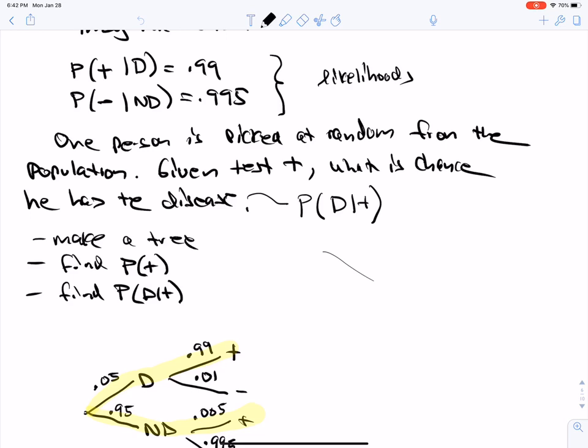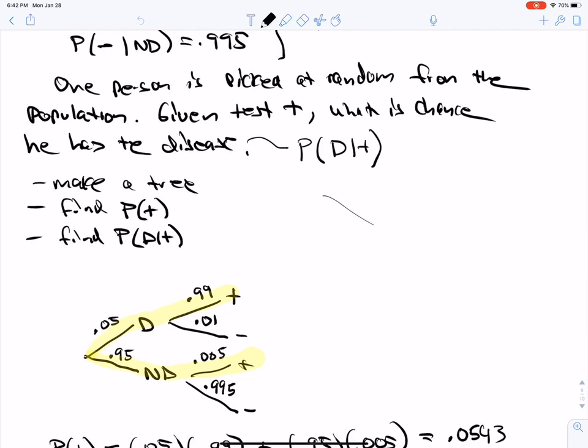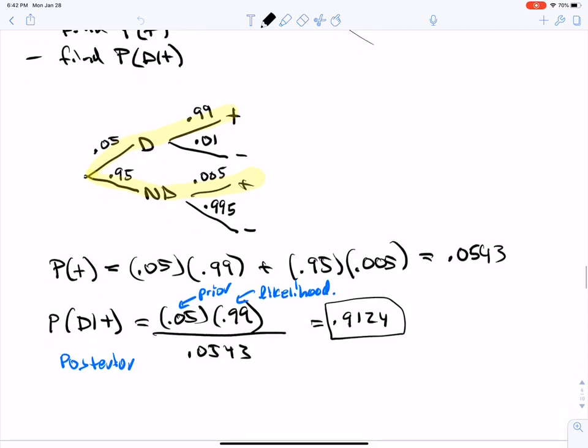And so we can make the tree as an intermediate step and find the probability that we test positive and then the posterior. So I've drawn the tree here, and the two branches give you the probability of testing positive. So that's a sum of these two branches in the multiplication rule. So we have 0.0543 there. And then the posterior is proportional to the prior times the likelihood, which is the top branch divided by this constant 0.0543.